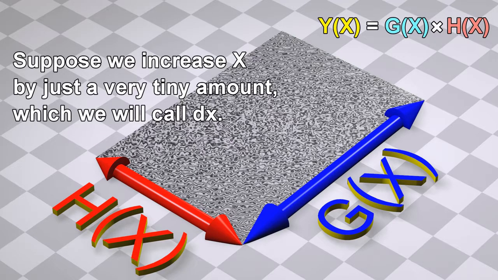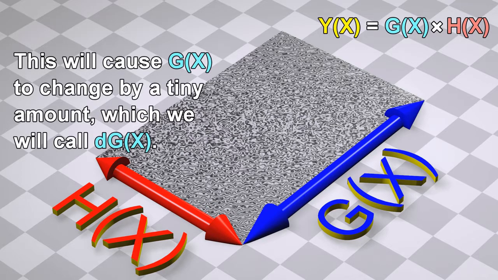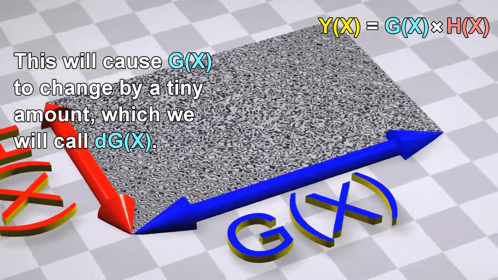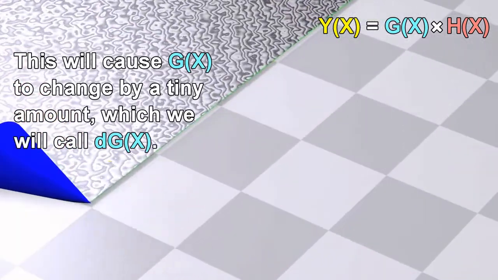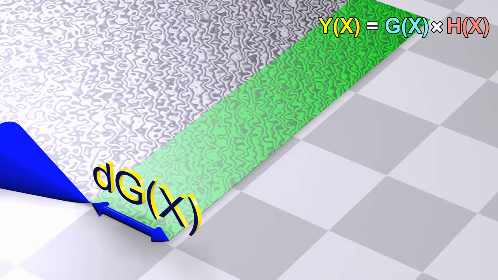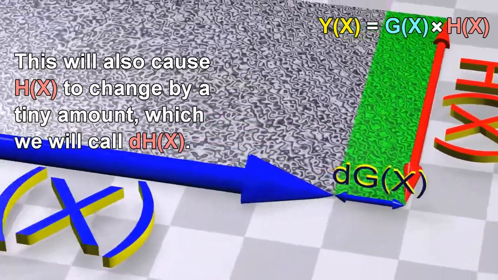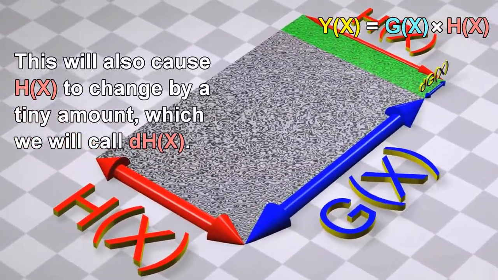Suppose we increase x by just a very tiny amount, which we will call dx. This will cause g to change by a tiny amount, which we will call dg. This will also cause h to change by a tiny amount, which we will call dh.